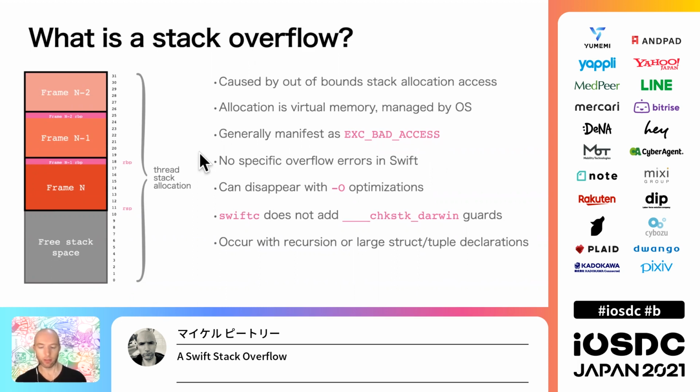And that can make it very difficult to figure out if the error we're dealing with is a stack overflow or not. And as said before, you can imagine why with optimizations, the stack overflow errors could disappear, because the frame sizes are smaller and we don't step off the end of our stack allocation. Now, a good way to cause a stack overflow is with recursion or by declaring lots and lots of data on the stack itself. And with Swift, that's usually with large structs or tuple declarations. And we'll look at some examples of that now.